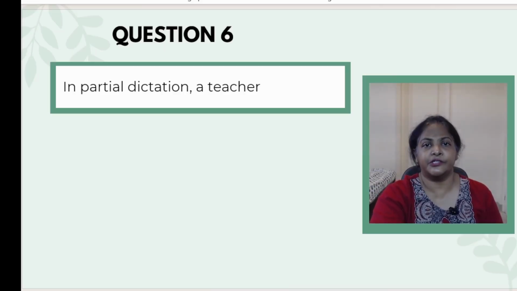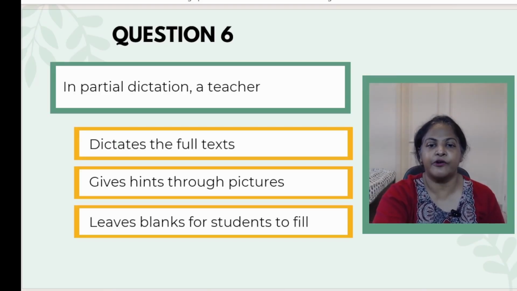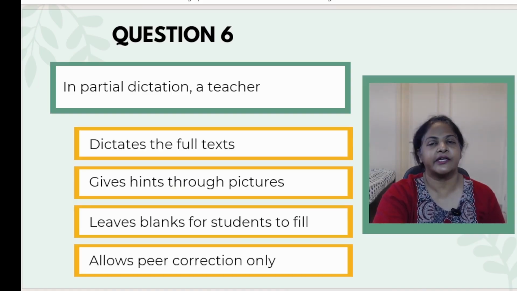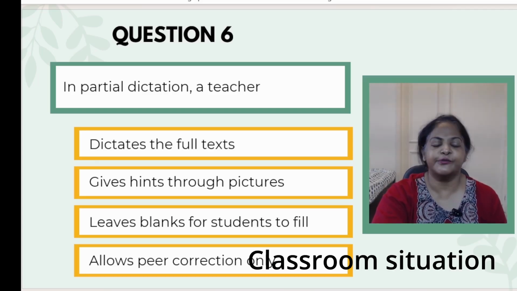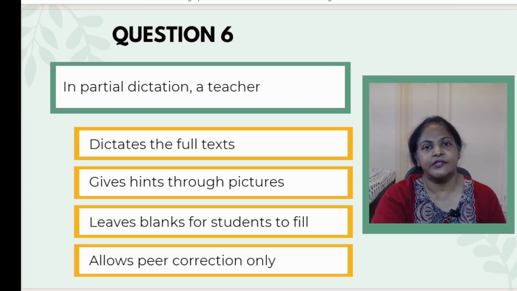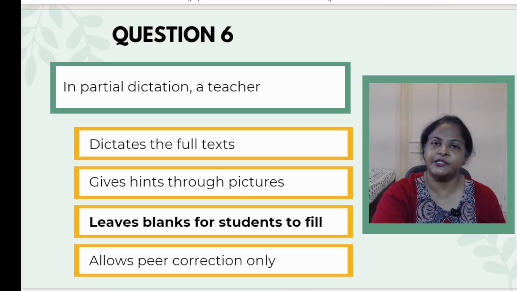In partial dictation, a teacher dictates the full text, gives hints through pictures, leaves blanks for students to fill, allows peer correction only. So we already know what type of a dictation it is. This is a partial dictation. So we are looking at the what does the teacher do, the D part of it. So what does the teacher do is being asked and the options have been given to you. So we are going to be looking at the classroom situations. So in partial dictation, we have the teacher also giving like a closed test where something is left blank. So that's the answer. That in partial dictation, the teacher leaves something blank for the students to fill in.